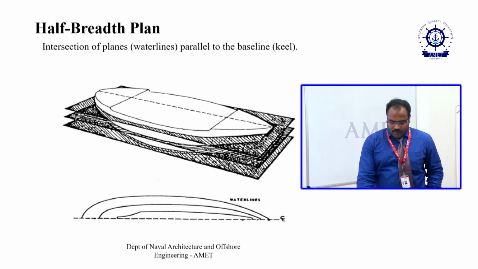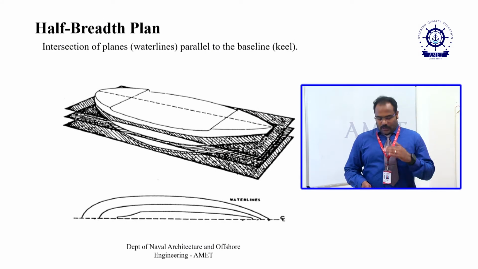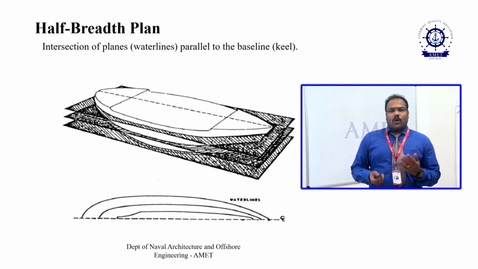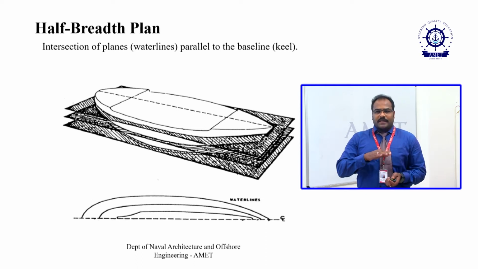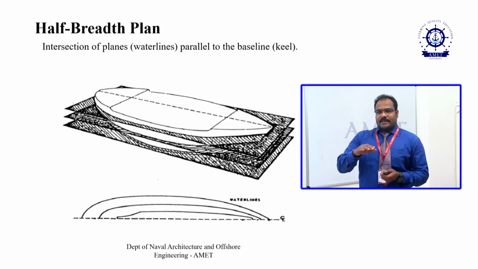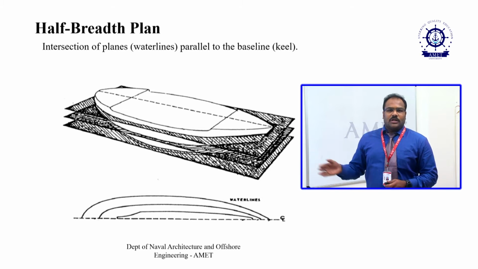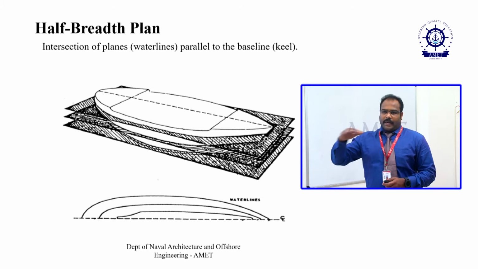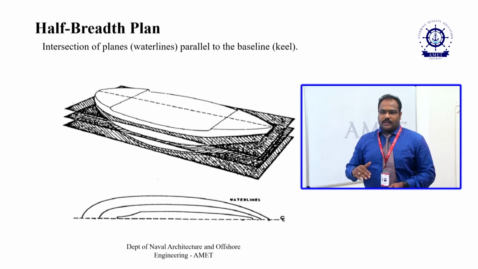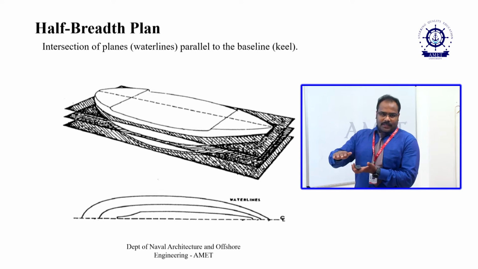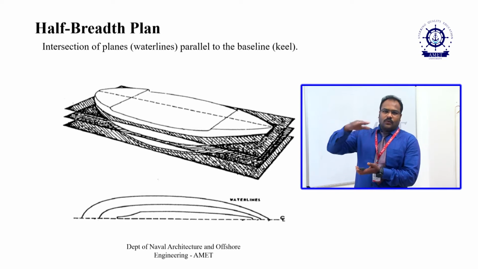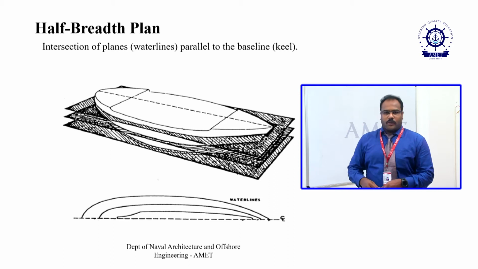The half breadth view is the intersection of planes, waterlines parallel to the baseline. What is our baseline in the ship? It is the keel. So the keel is the baseline, as you can see in the picture. The top line is your main deck, and from the keel to the main deck we have subsequent waterlines. The keel will be waterline 0, then waterline 1, waterline 2, 3, 4, 5, till the main deck, however many it comes to.